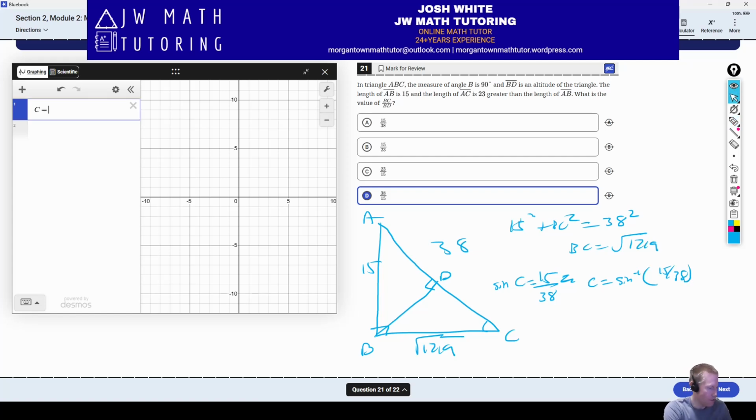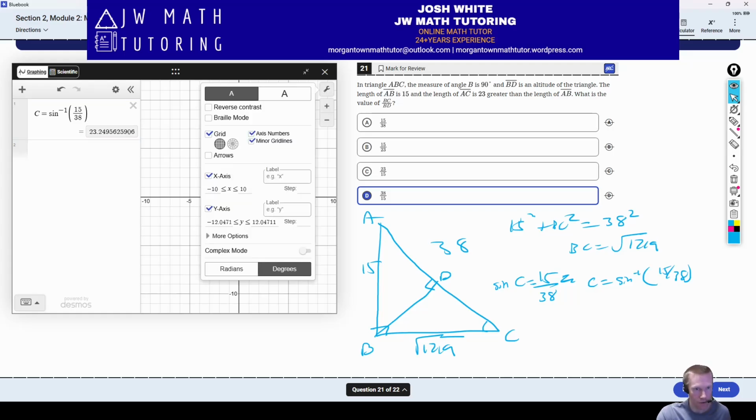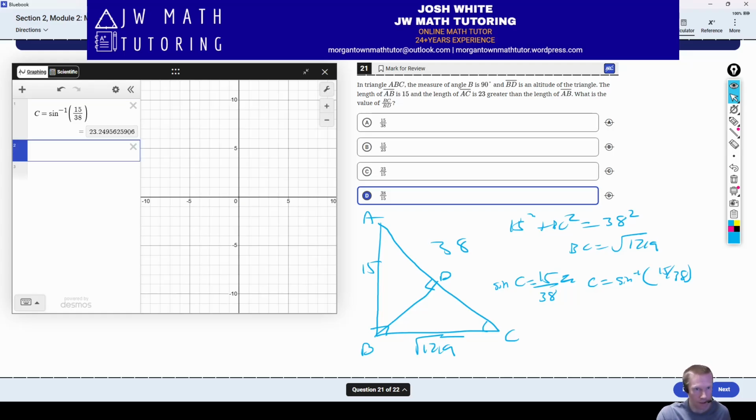All right, so let's calculate that. Now, this is in radians. I need to click here, change it to degrees. Okay, so that's the measure of angle C. It's like 23.2495 whatever degrees. Okay, perfect. Now I can look at this small triangle, and I can find both BD and BC.